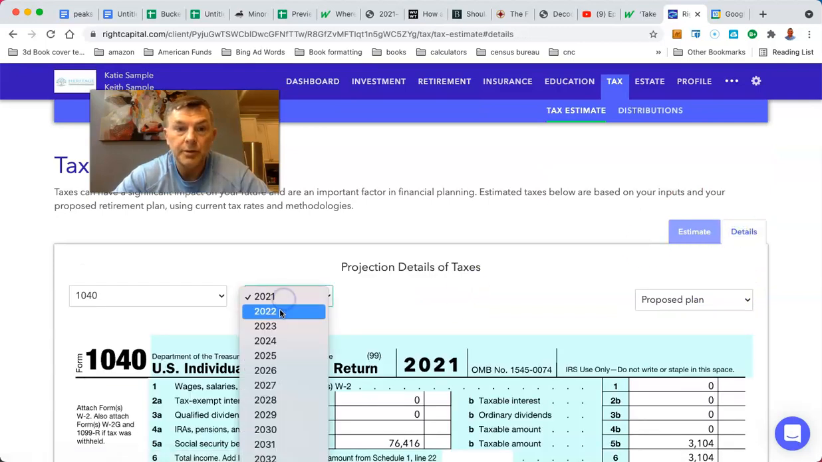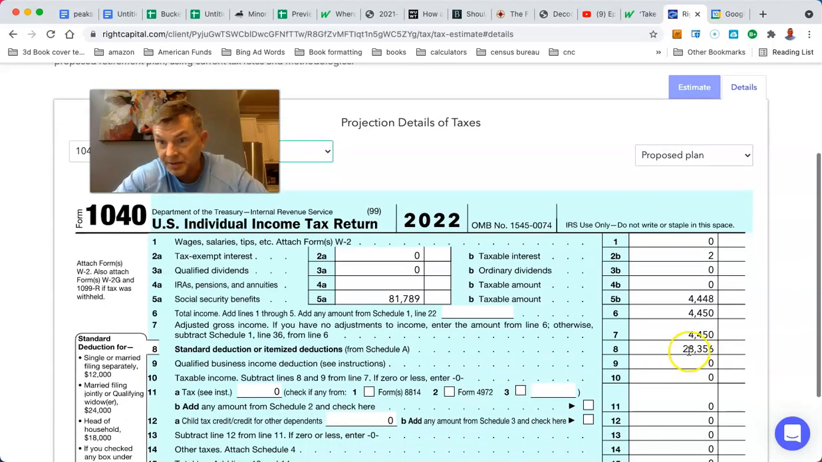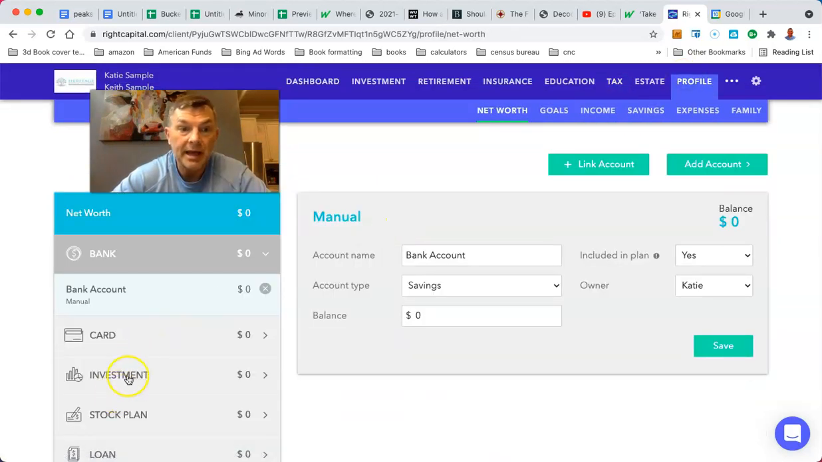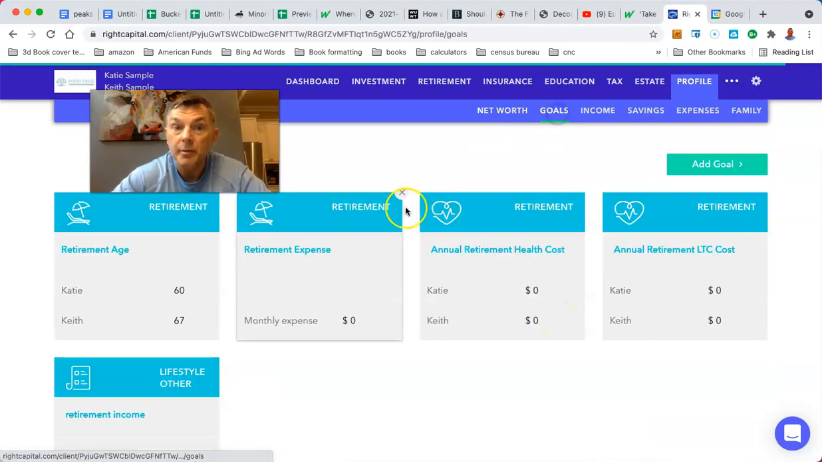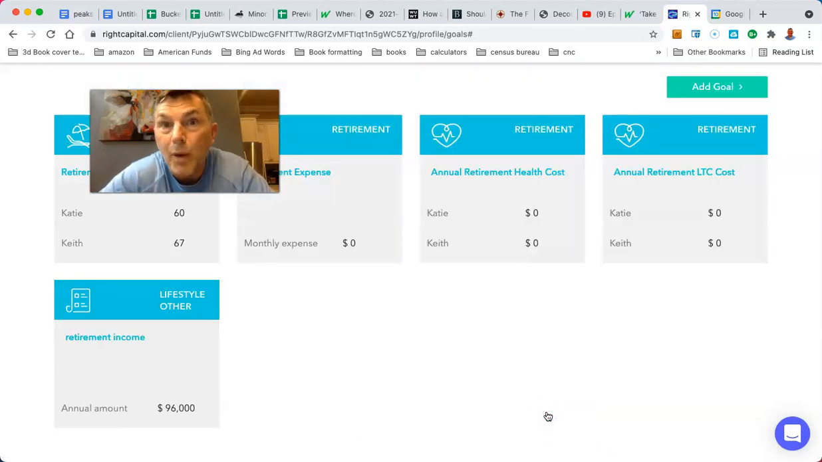let's go to 2022. We'll see. We get 81,000 of Social Security, of which only 4,400 is subject to taxation. That 4,400 is dwarfed by our standard deduction. So we have essentially in this case $24,000 of wasted standard deduction. All right, so now what we're going to do is we're going to go back to profile. We're going to add Katie's 401k back into the plan, and we're only going to take $20,000 from the portfolio as retirement income, because we need $96,000, of which $76,000 essentially comes from Social Security. So we're going to take $20,000, which would say we're still under the standard deduction.